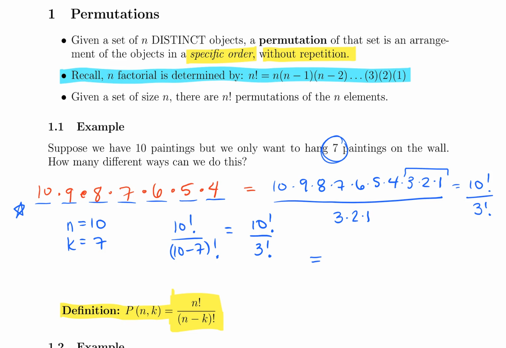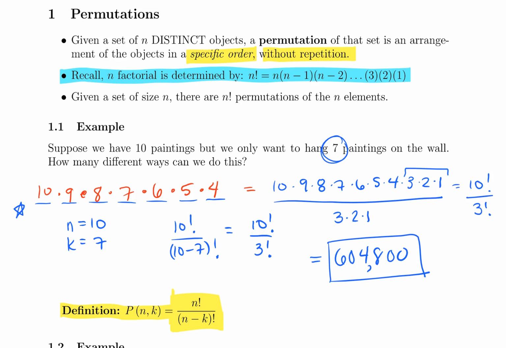And the total number of ways that we can hang our paintings then would be given by, oh, it looks like I didn't actually multiply it out. So this could be given by 10 factorial divided by 3 factorial, which is 604,800. So 604,800 different ways that this can be done, that we can hang our paintings.